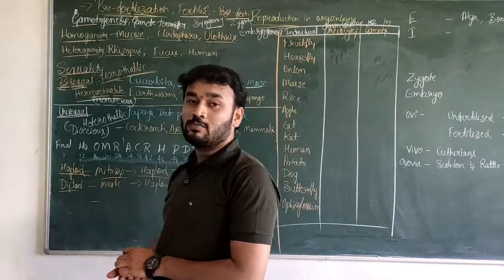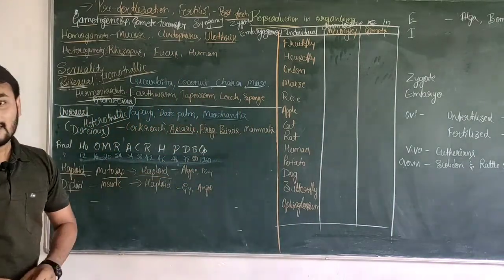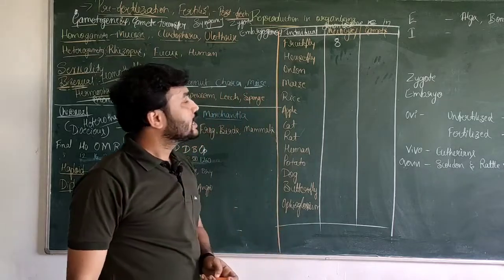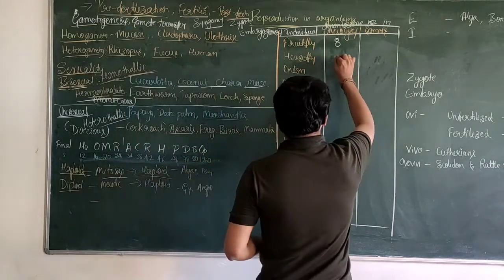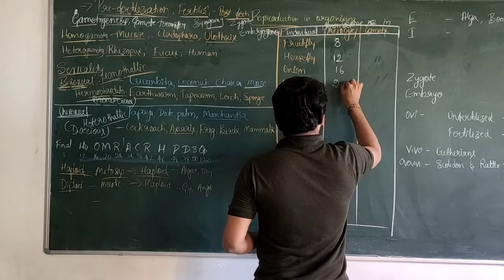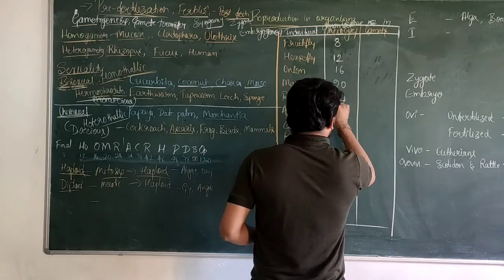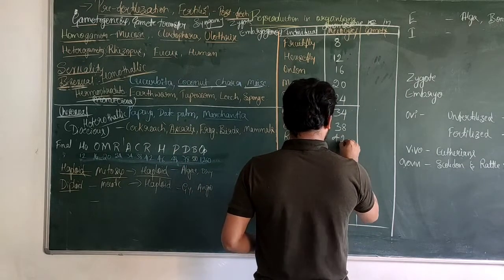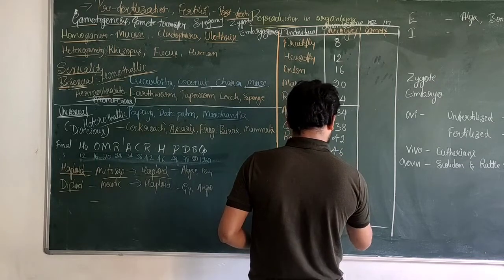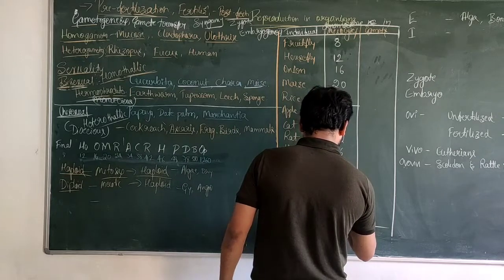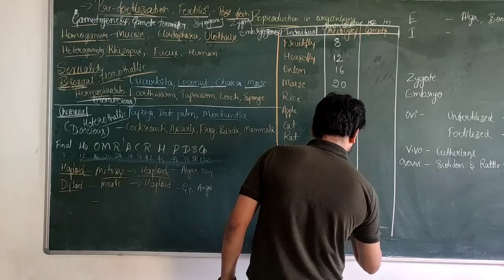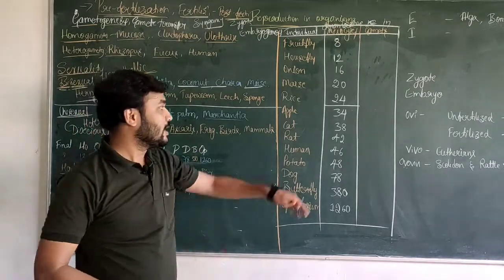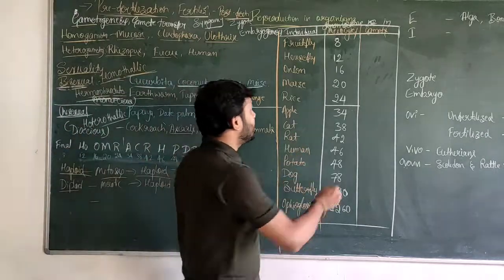But the question arises: how to remember all these? We have a very simple trick. I will disclose it later. Based on that, we can write 8 as the meiocyte chromosome number for the fruit fly. Then 12, 16, 20, 24, then 34, 38, and then 42, 46, 48, 78, and 380, and 1260. So how did I write all those without remembering and without taking many minutes? Very simple. There is a trick here, but later I will discuss.